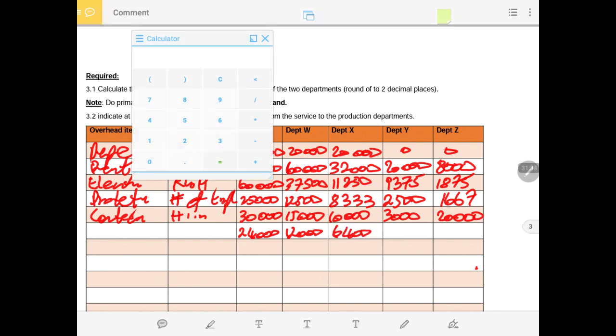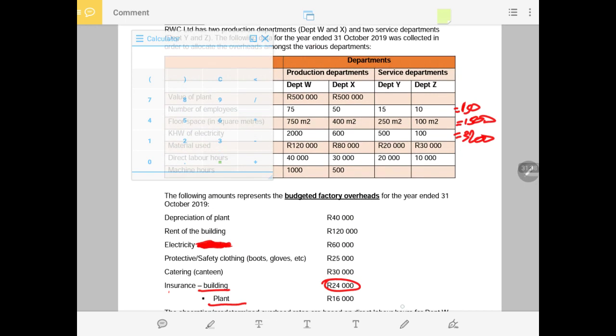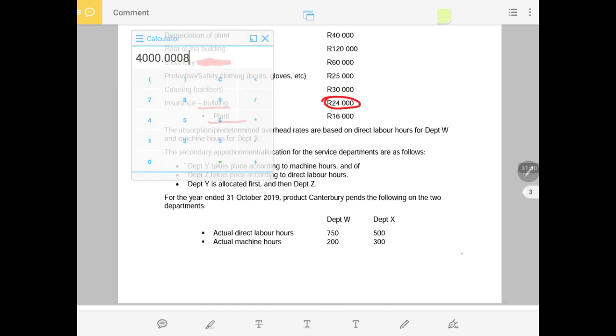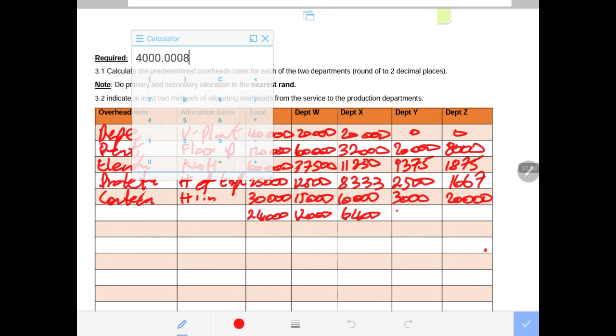Then we go to the third department, where the area in square meters is 250. Then 250 divided by 1.5 equals, multiply this by 24,000. This gives us 4,000 to be allocated in the second last department, which is the first service department from the left, 4,000 rands.